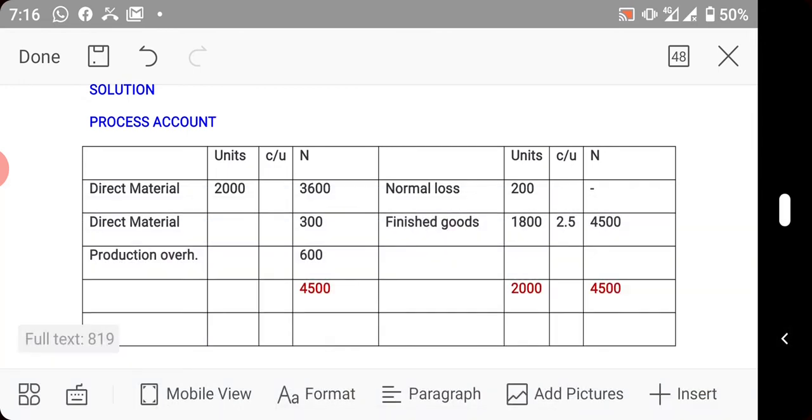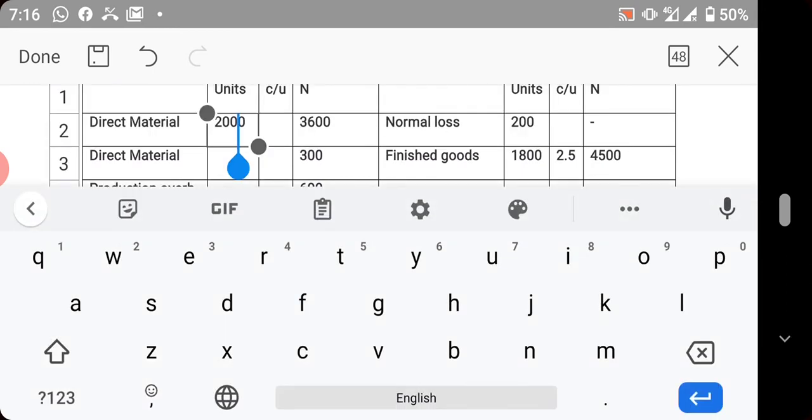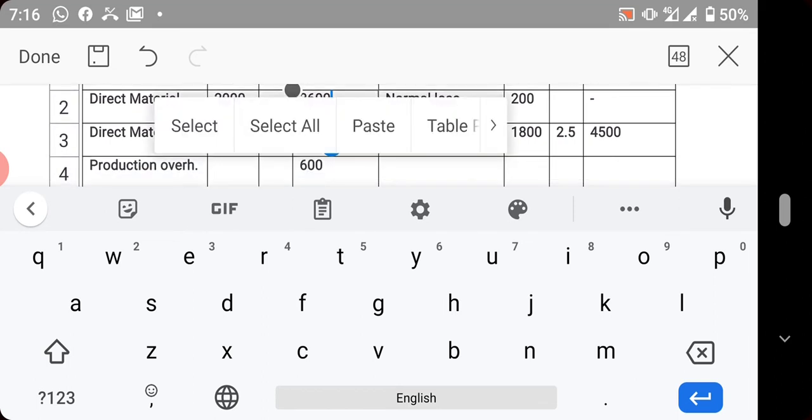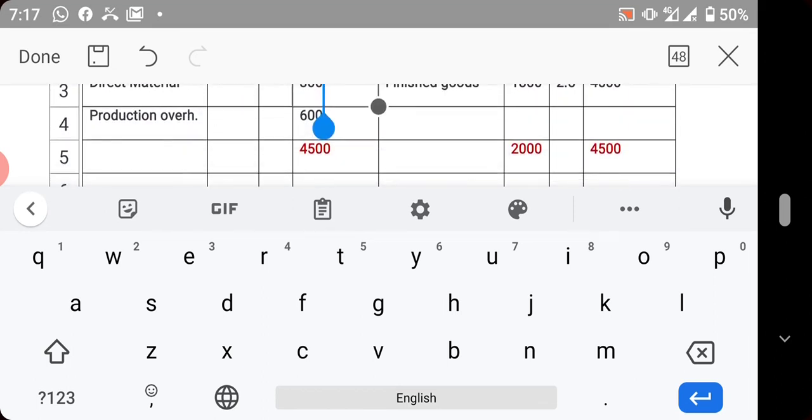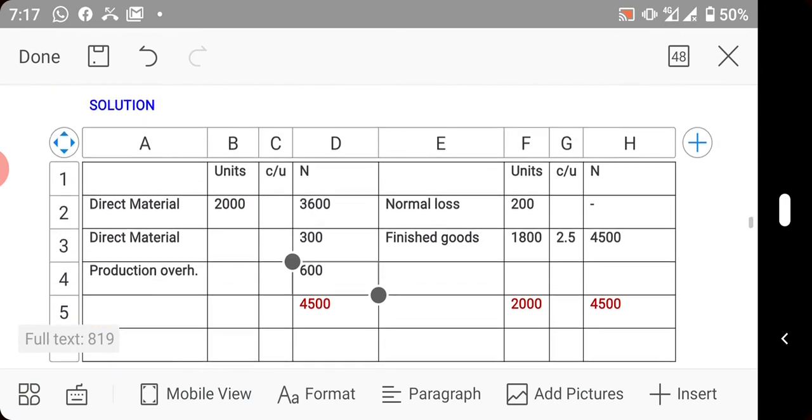So in this process account, you have direct material is 2,000 units, which was the unit introduced, and the value of direct material is 36. Direct labor is 300, while production overhead is 600. Are you there? Good. Now, you come to the credit side.